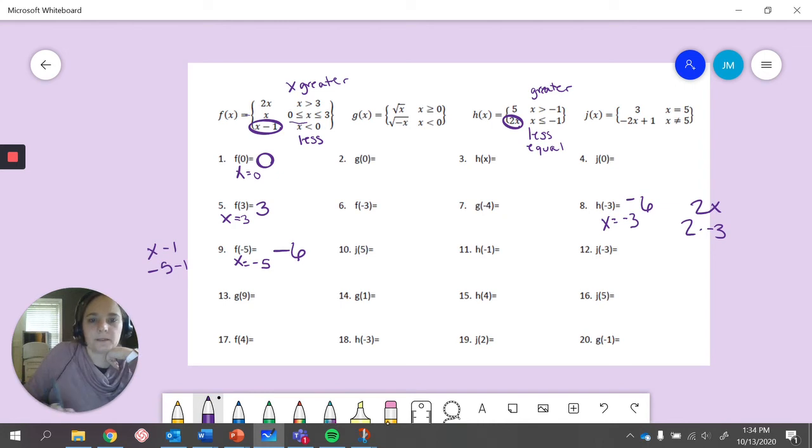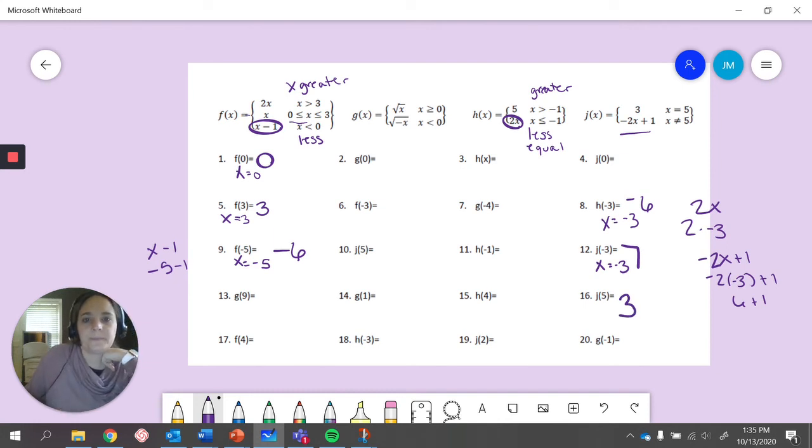Okay, let's do a j one. Let's do j of negative 3. So x equals negative 3. Our j rule is telling us that we're going to have an answer that is 3 if x equals 5. But if x does not equal 5, for every single other value, we're going to use the bottom rule. So x equals negative 3, that is not 5, so we're going to use the bottom rule. Negative 2 times negative 3 plus 1 would give me 6 plus 1, so that answer is 7. But down here, j of 5 means x equals 5. Well, if x equals 5, my output is just 3.